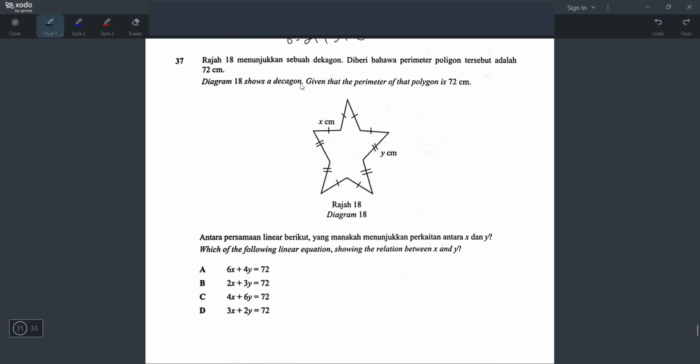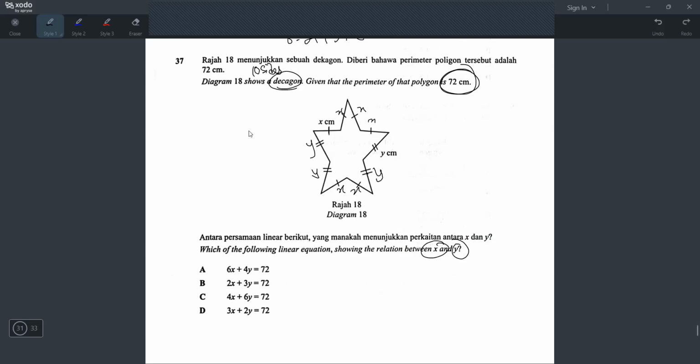Number 7. Diagram 18 shows a decagon. Decagon means 10 sides. Okay, 10 sides. Given that perimeter is 72 cm, let's count. Got 10 sides. 1, 2, 3, 4, 5, 6, 7, 8, 9, 10. Yeah, got 10 sides. Perimeter 72. So let's write down my equation. Okay, this line means same length. So this is x, x, x. This one is y. This one y, y, y. And then yang bawah ni x, x. Right? So they say which of the following linear equations show relation between x and y? A, B, C, D macam tu.